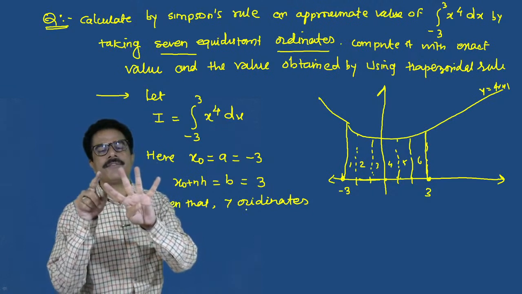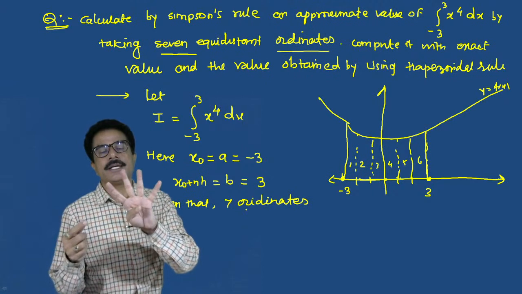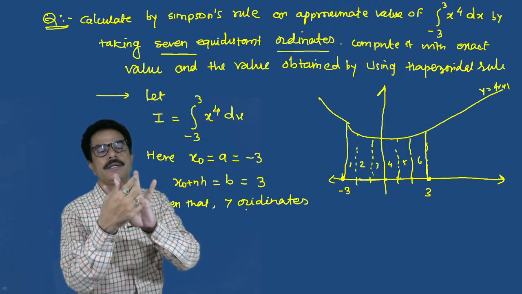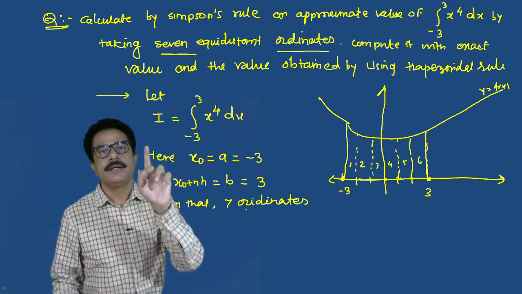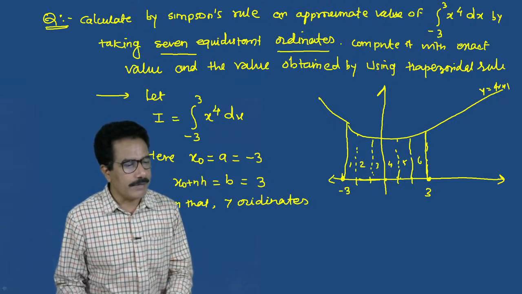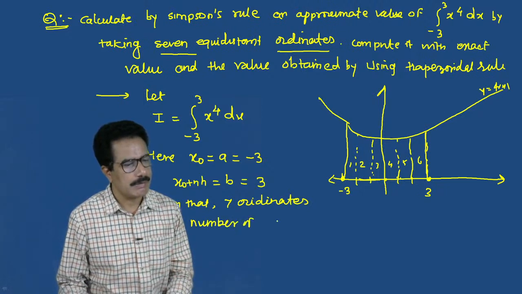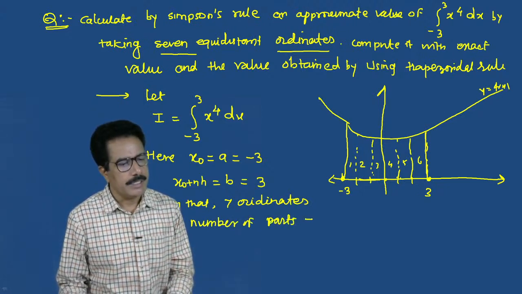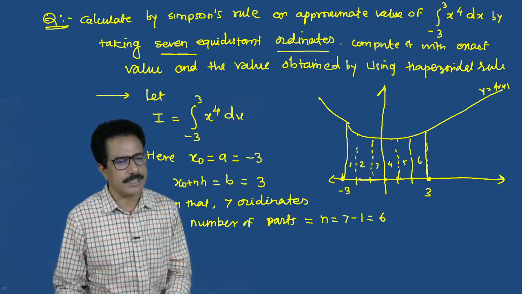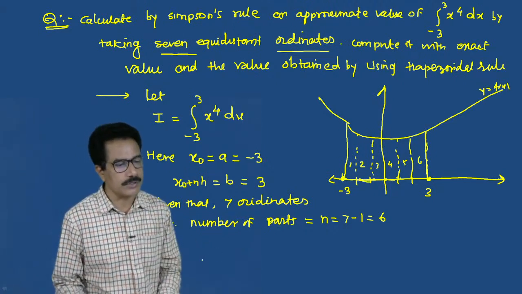Suppose there are 4 points, 1, 2, 3, 4. How many points are there here? 4 points. If there are 4 points, how many intervals are there? Look, first, second and third: 1 less than the points we will get the intervals. Therefore, the number of parts n equals 7 minus 1, that is equal to 6. The parts are 1, 2, 3, 4, 5, 6, so n equals 6.